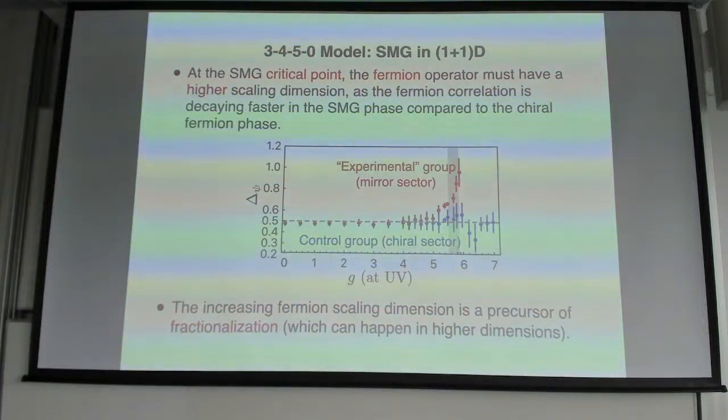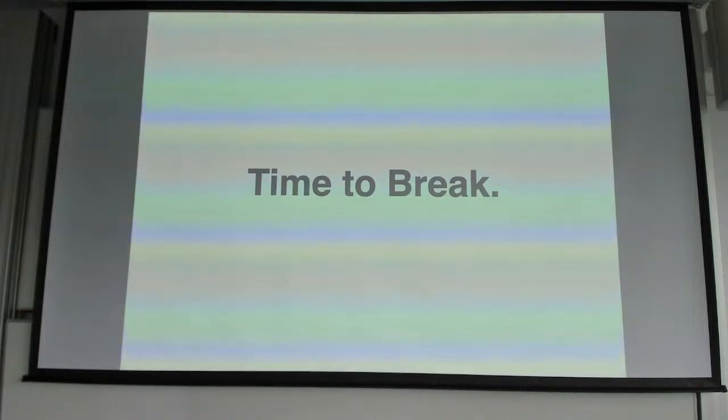So if you have a fermion correlation that is decaying faster, you should have an increasing scaling dimension before you reach the gapped phase. I want to say it's like a precursor of fermion fractionalization, which will be the topic maybe after the break. So I think it's time to break.